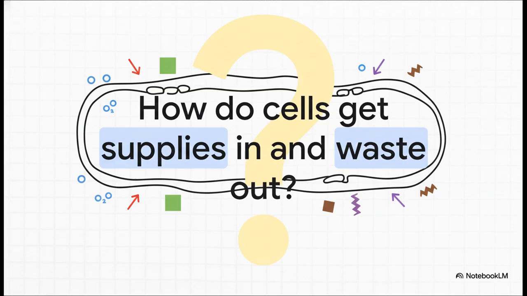So just think about it for a second. Every single one of your trillions of cells is like a tiny, bustling city. It needs a constant supply of things like oxygen and nutrients, and it needs a way to get rid of all its waste products. But it's surrounded by a barrier, a membrane. So the big question is, how does anything get across? That's the problem we're going to solve today.